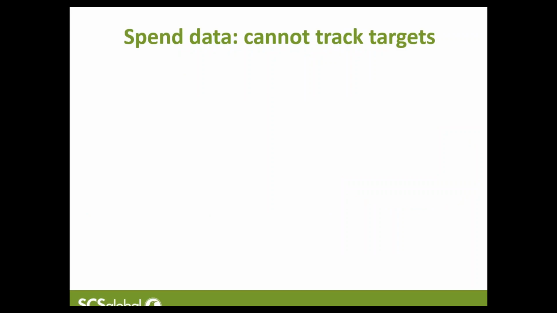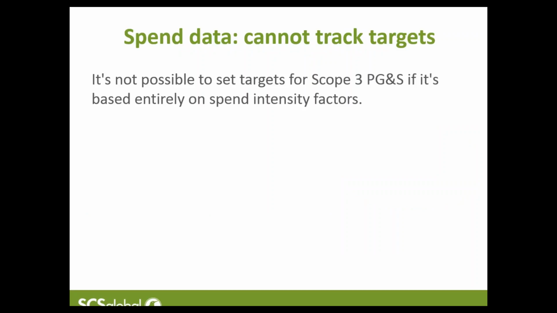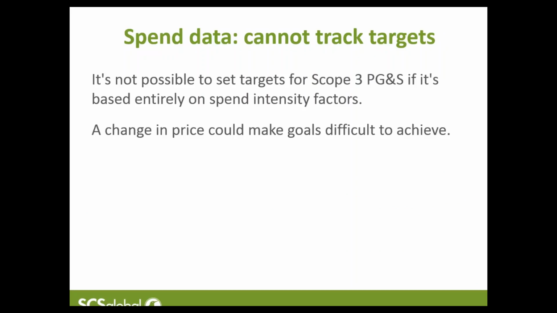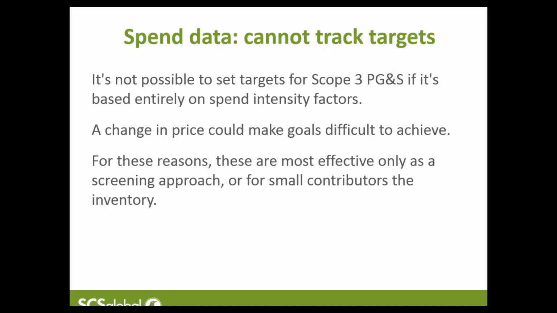Another issue with this type of spend EIO data is that it cannot allow you to track targets. So it's not possible to really set good targets for Scope 3 purchased goods and services if it's based entirely on spend intensity factors. This is simply because a change in price could make your goals difficult to achieve. If a supplier increases the cost of their good for whatever reason, or you shift to a more expensive supplier even though the underlying product doesn't change, this can actually sort of blow up your goals and make them impossible to achieve, even when nothing really happened besides a different amount of purchase.